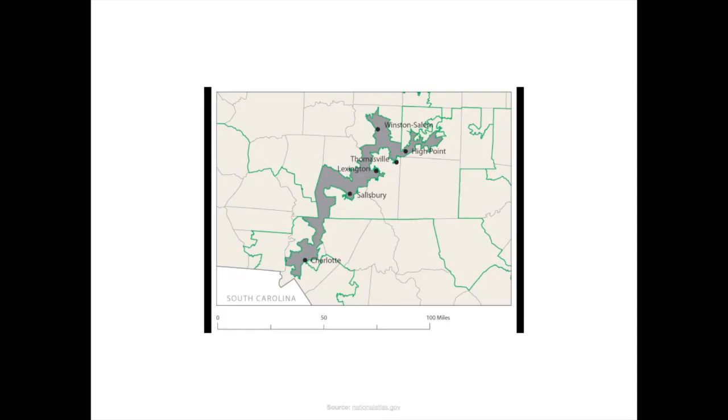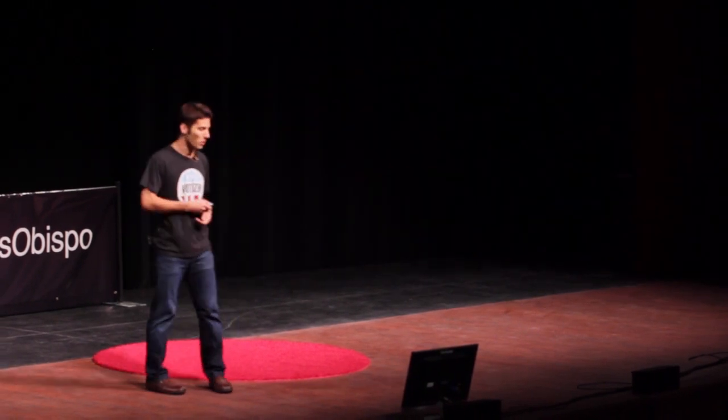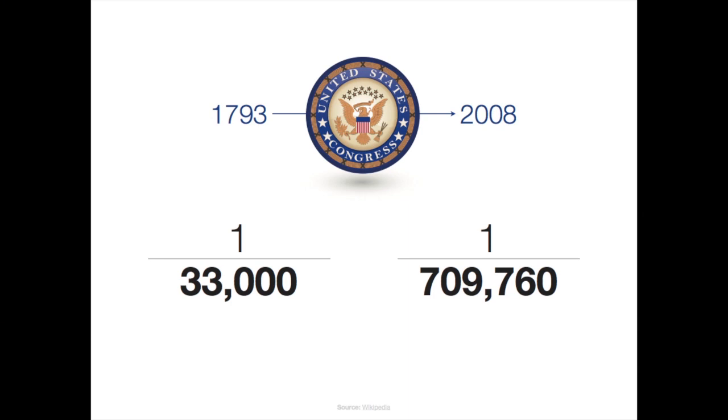This is one of the most gerrymandered districts in the country. So not only are representatives representing a very large segment of people, but now they're starting to be able to just pick their own constituents instead of having us do that for them. 1793, one representative per every 30,000. What do we have today? One representative for every 709,760 people, about. That's how much less power you have today than you did if you lived back in the 1790s.